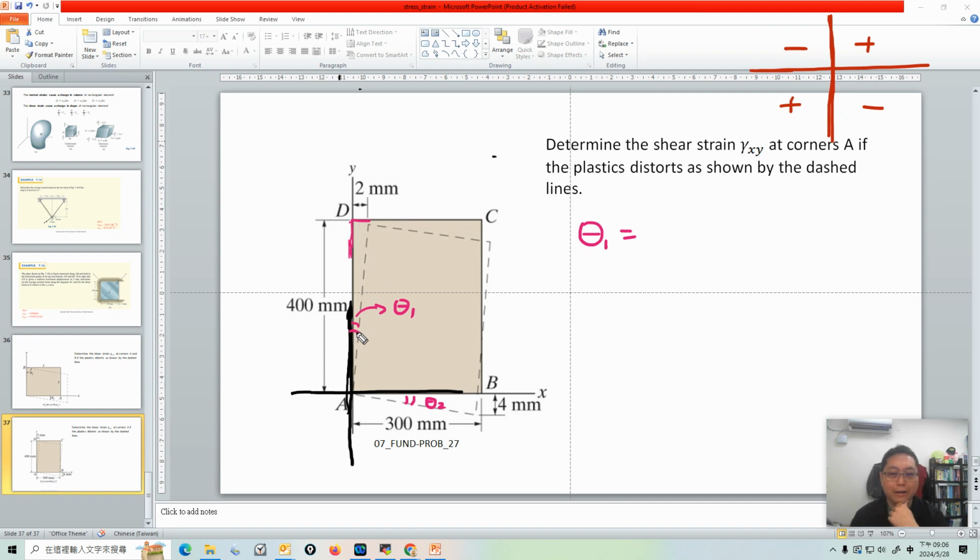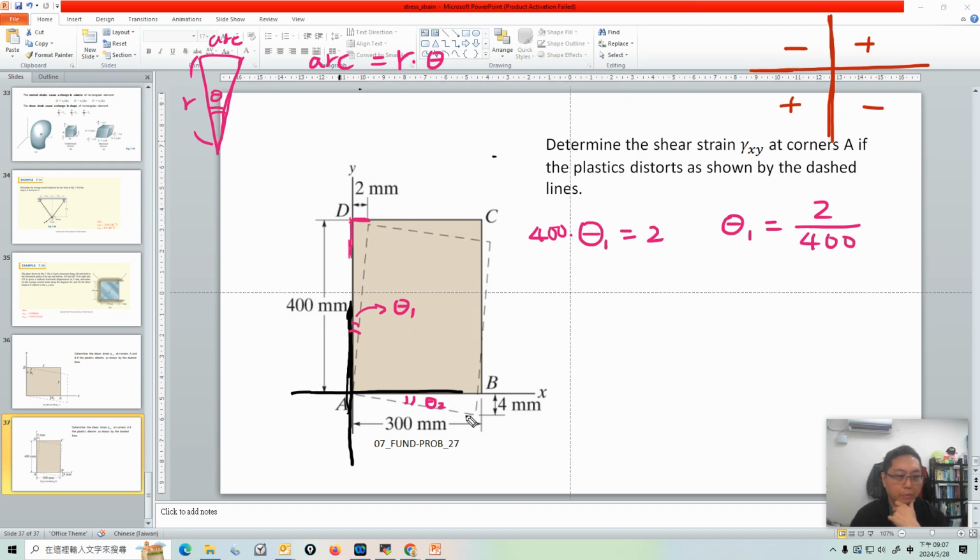Or we can use the arc length law to calculate theta 1. This is the arc length, this is theta, and this is r. Arc length equals r times theta. Here this is 2, this is 400. So 400 times theta 1 equals 2, so theta 1 is equal to 2 over 400.